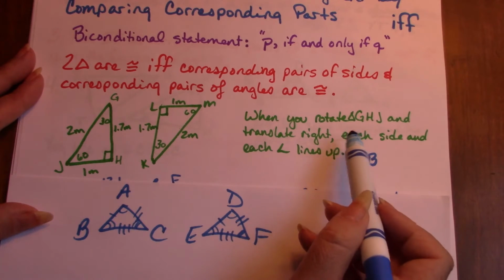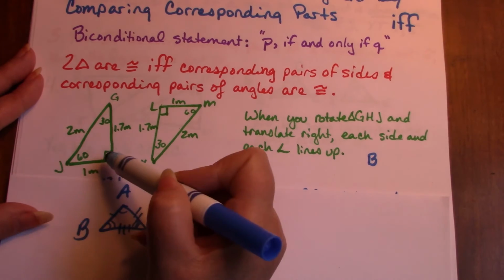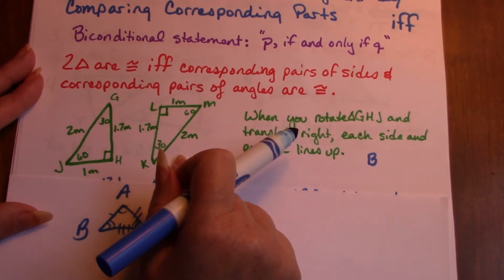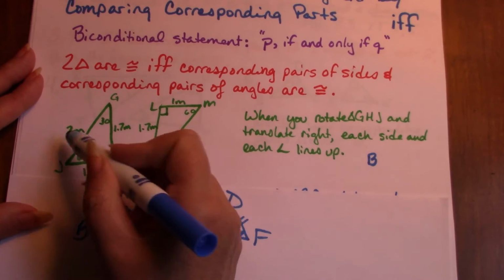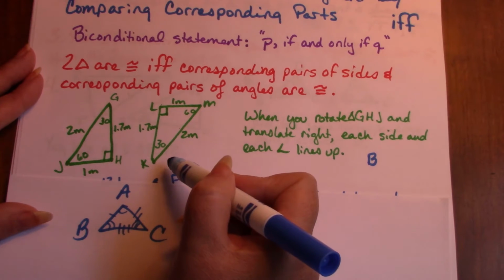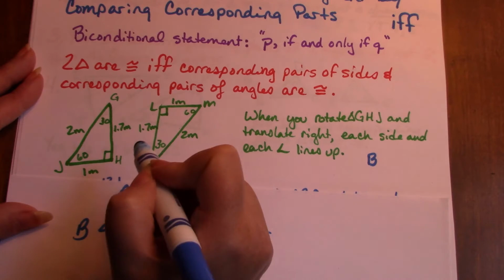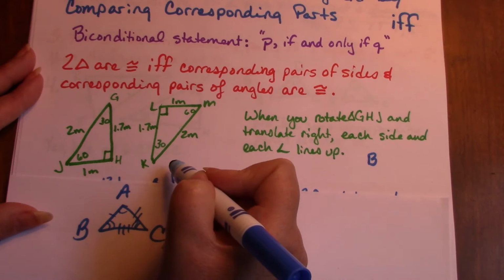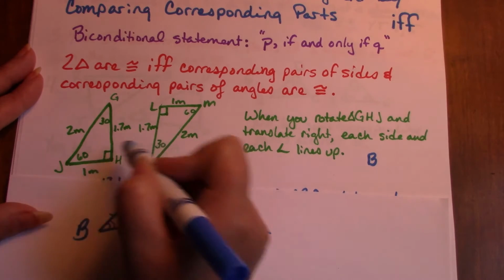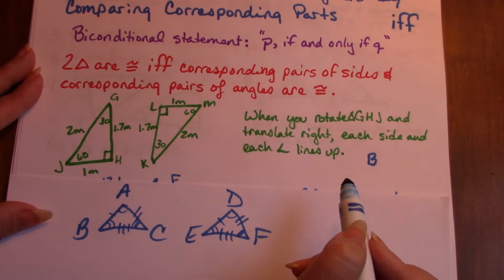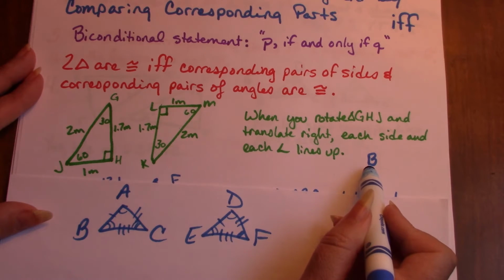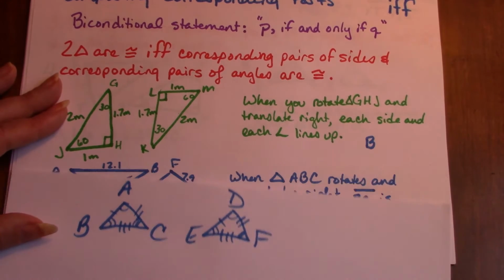And when you rotate GHJ, rotate it and translate it to the right, each side and each angle will line up. And because you can do a rigid series of motions that maps one exactly onto the other, you know that these two are congruent. So understanding this, try B now. Pause and come back when you're done.